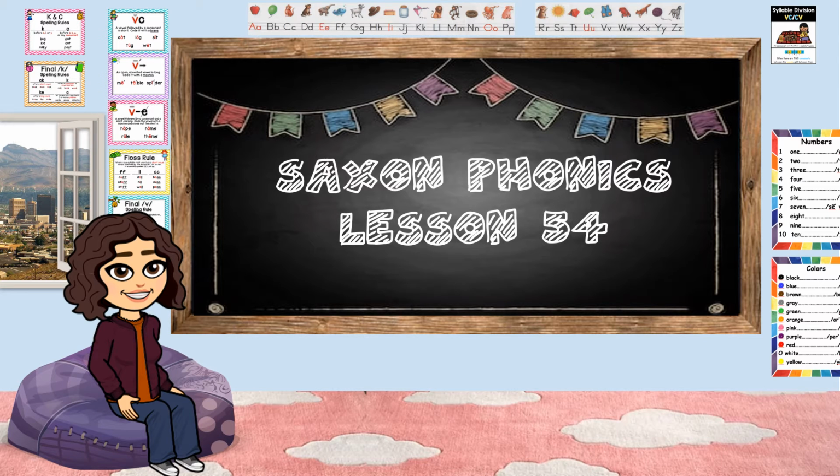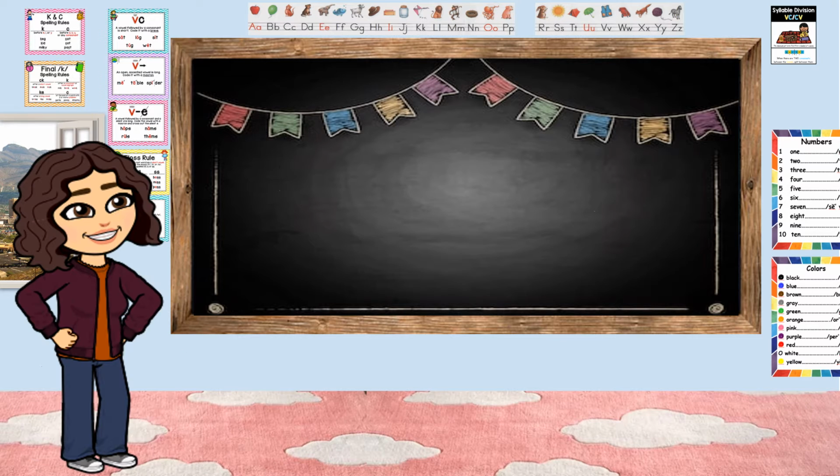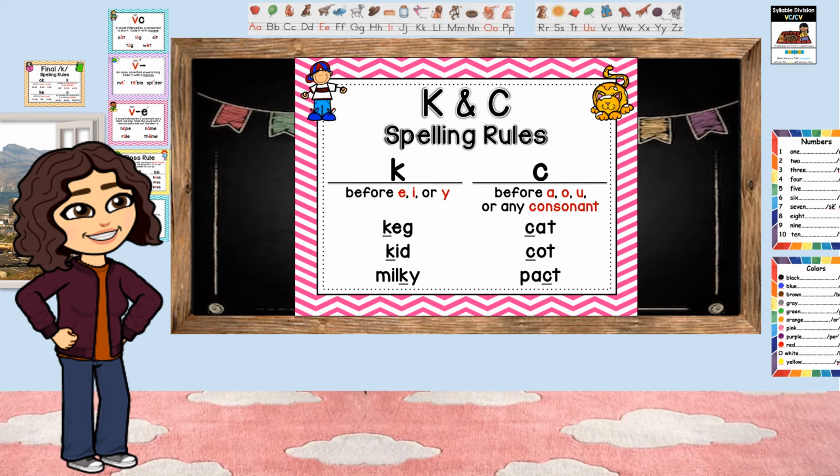During our lessons, we've learned several rules for the spelling of the k sound. Let's bring down one of our rules to help us remember. Our K and C spelling rule: K before E, I, or Y, and C before A, O, U, or any other consonant. This is how we spell the k sound at the beginning or middle of a word.